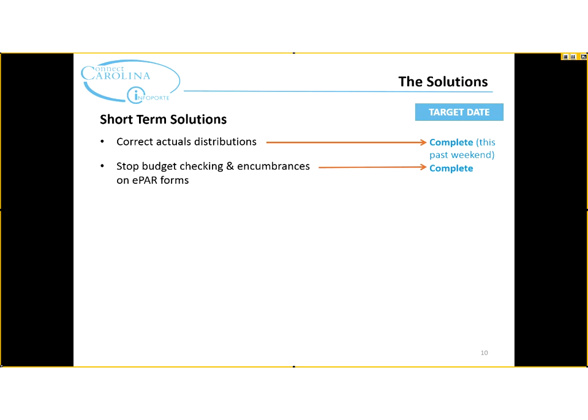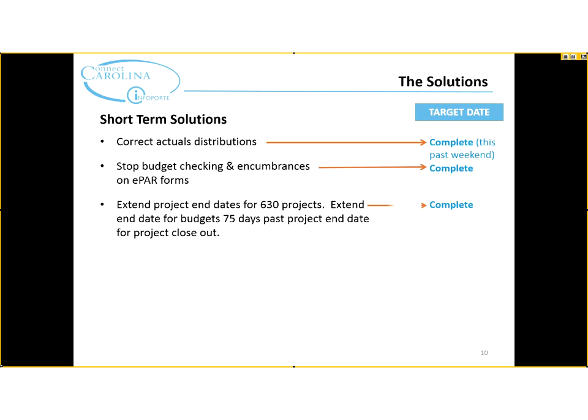Budget checking has been stopped on EPAR forms, and encumbrances have also been stopped on EPAR. So when you submit EPAR forms now, you won't get budget errors, and we are no longer creating encumbrances off of that form.